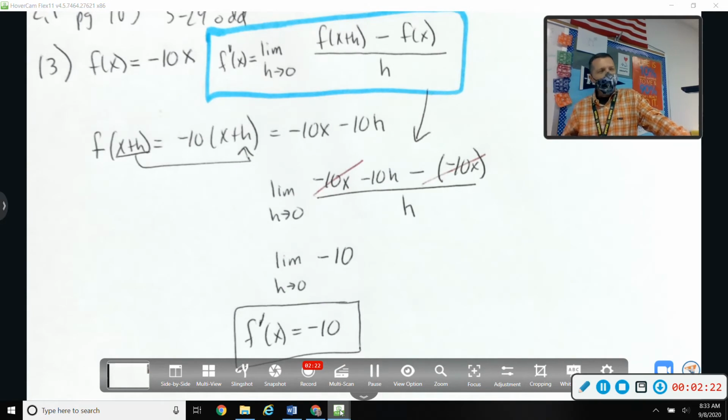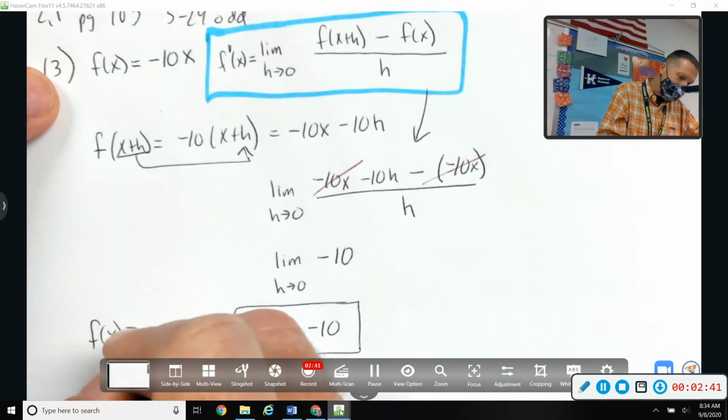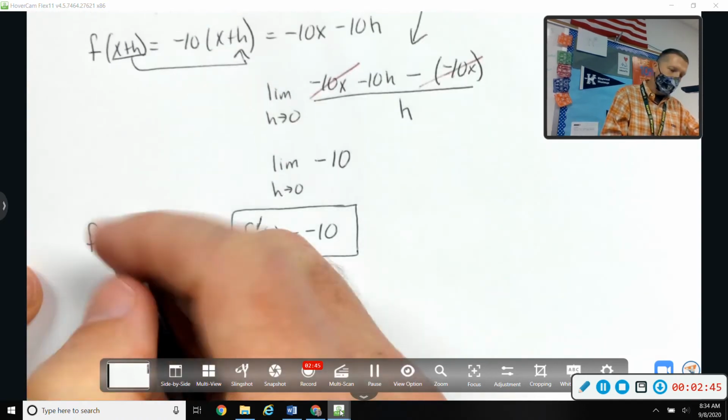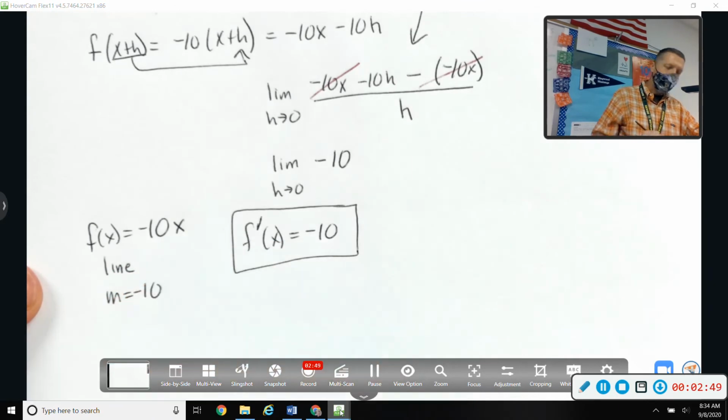Do you remember what the derivative tells us about the function? These two words need to be stuck in your brain. They need to be linked in your brain forever. Derivative tells you slope. Derivative tells you slope at a particular point. Well, look back at our original function here. This one's not hard to figure out. That's a line with slope equal to negative 10.